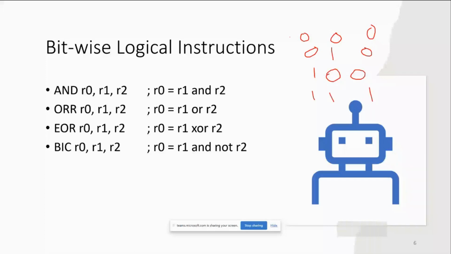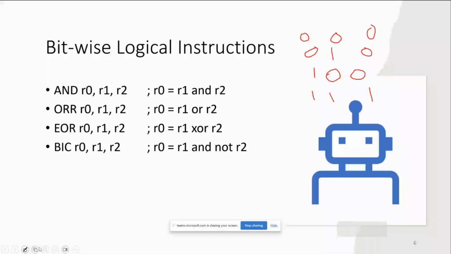Then we have OR. OR operation means if there is a 1 in any of the operands, it will be 1. It will be 0 only if both the operands are 0. So the literal meaning is that AND means both must be true for the result to be true. OR means if either one of them is true, it will be true. Exclusive OR, you can see the truth table of exclusive OR. Here, if there is an even number of 1s we have 0, otherwise 1. You can see the truth table and you will understand it.